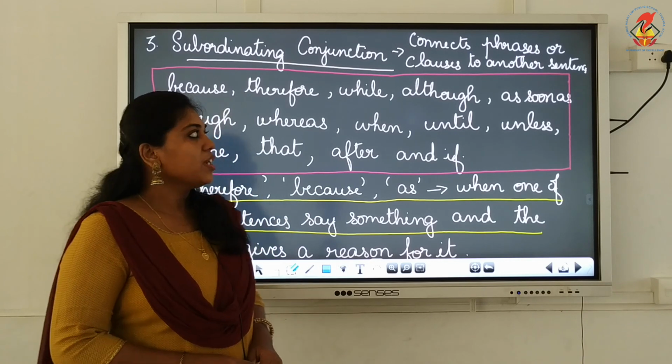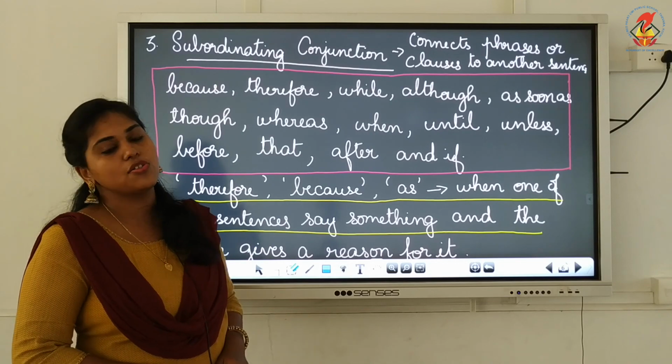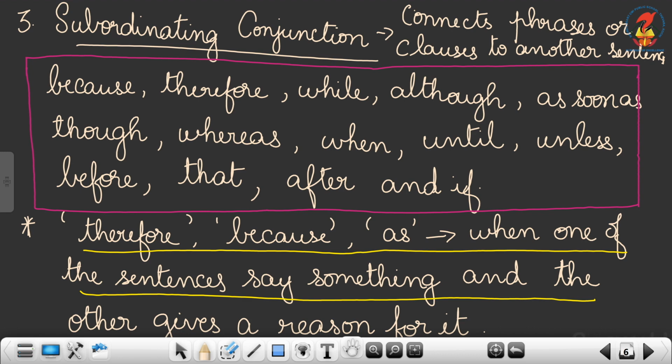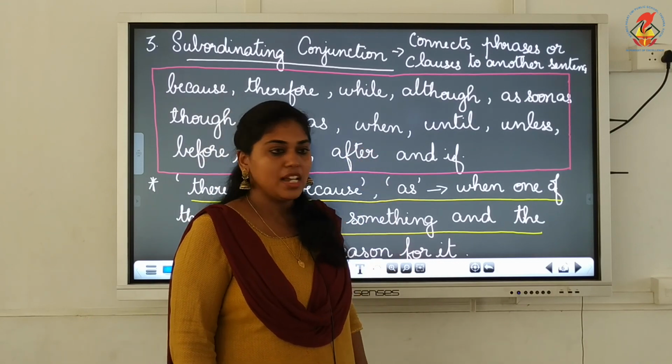Okay, we use subordinating conjunctions in order to connect phrases or clauses to another sentence. These are the words which come under subordinating conjunctions, and most commonly we use these conjunctions. Which all are they? Because, therefore, while, although, as soon as, though, whereas, when, until, unless, before, that, after, if. These are the words which come under subordinating conjunctions.